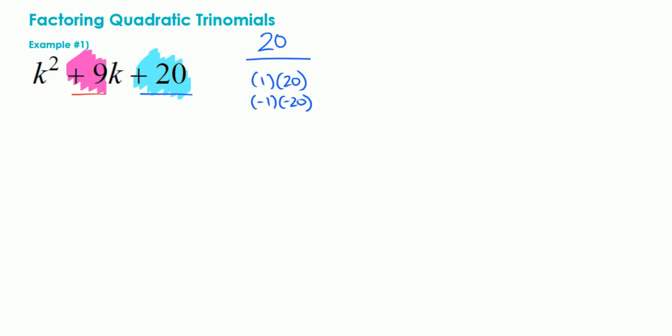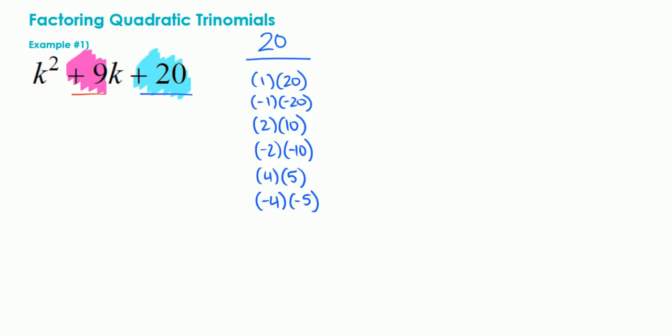Those aren't my only options. I could also have positive 2 times positive 10. That'll give me positive 20. Negative 2 times negative 10 will give me positive 20. Positive 4 times positive 5 will give me 20, as will negative 4 times negative 5.